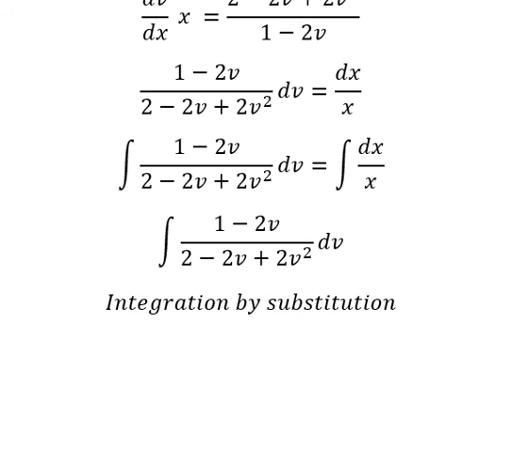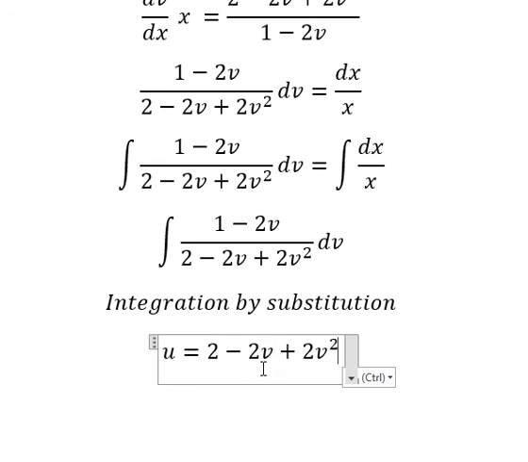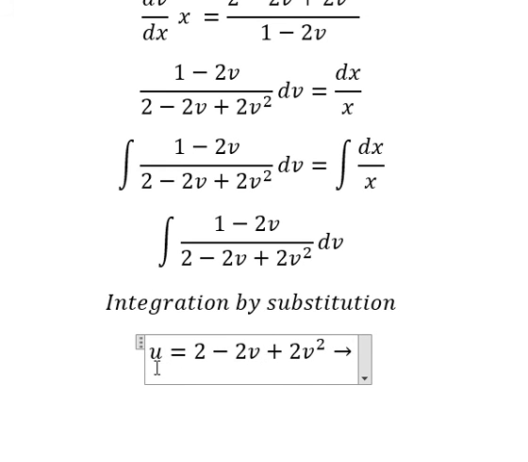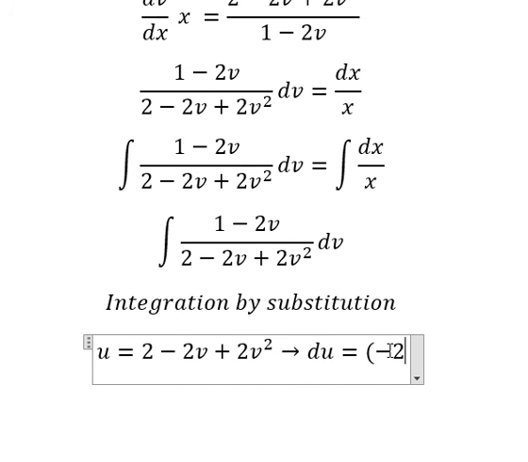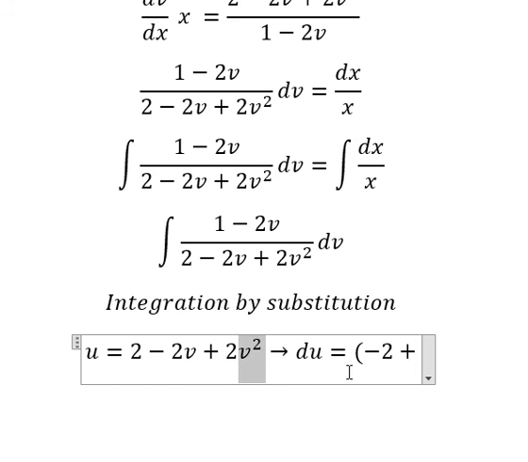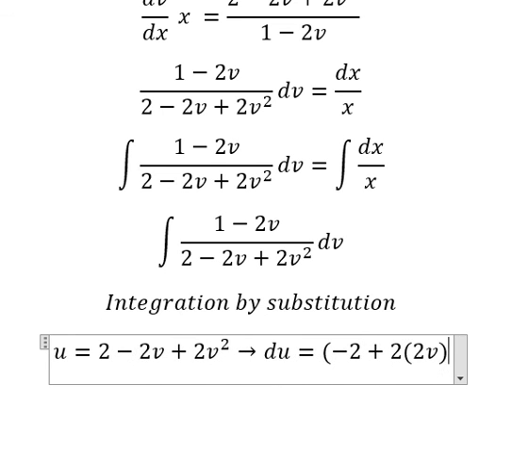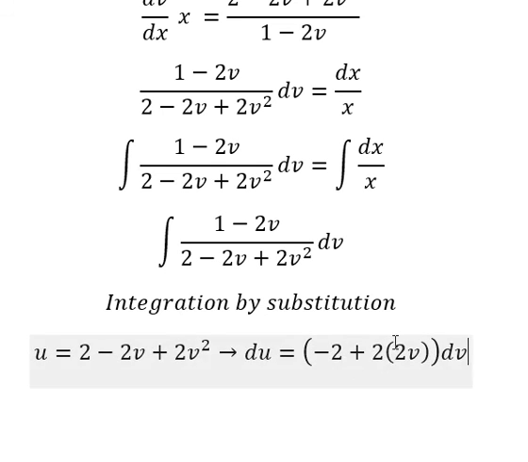So, I will put u equals this one. Later, we do first the derivative for both sides. This one, that is the constant, so you got 0. This one, we have number 1. This one, we have 2v. So this one, we have negative number 2 for v.